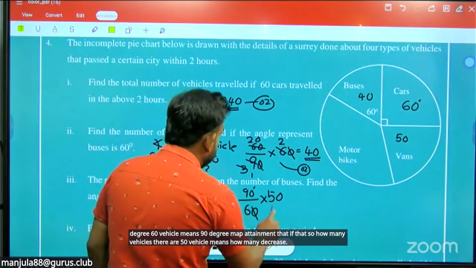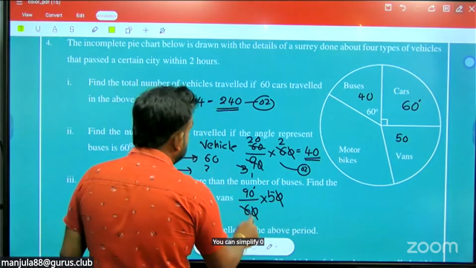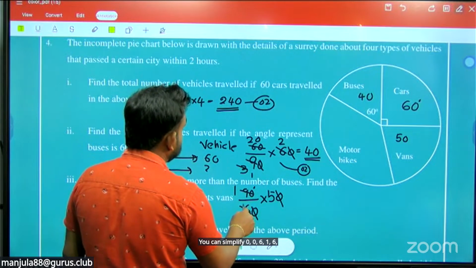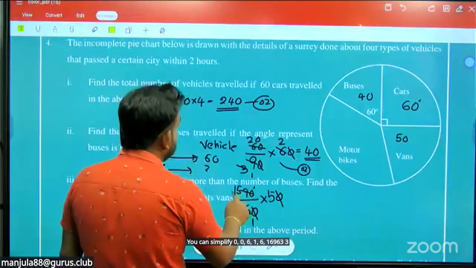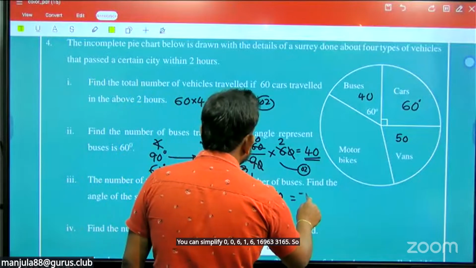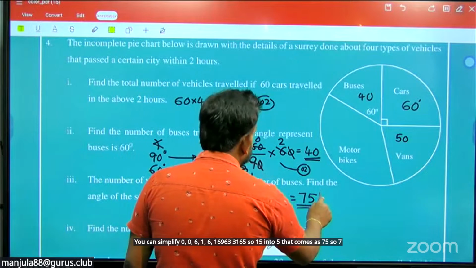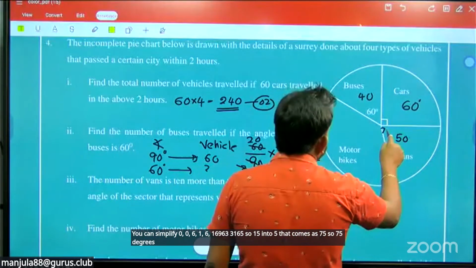Right, you can simplify. So 15 into 5, that comes as 75. So 75 degrees there.